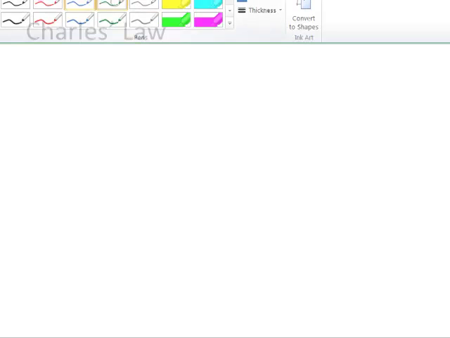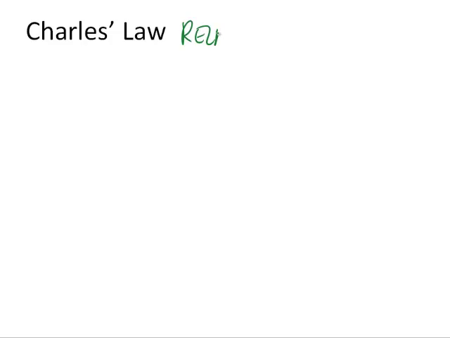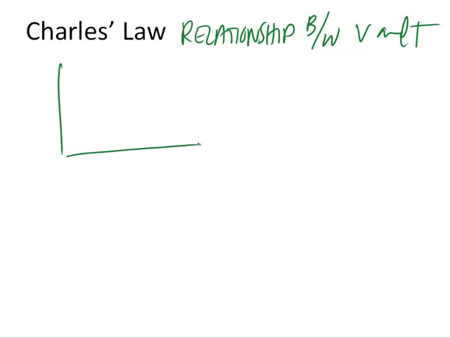The next law we're going to discuss is Charles' law. This describes the relationship between volume and temperature. Again, you could probably describe this relationship from your previous knowledge as well. If you increase the temperature of something, we know that it expands, and that's always and dramatically the case for gases. Temperature and volume are directly proportional, meaning that if you increase the temperature, you're going to increase the volume.